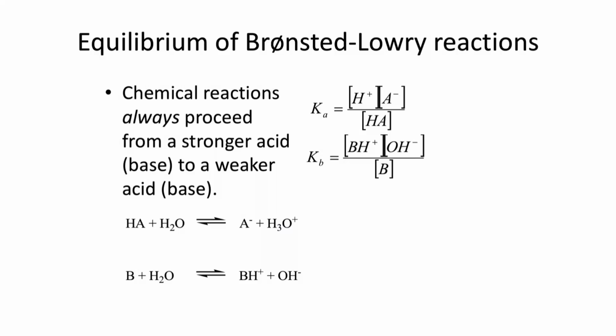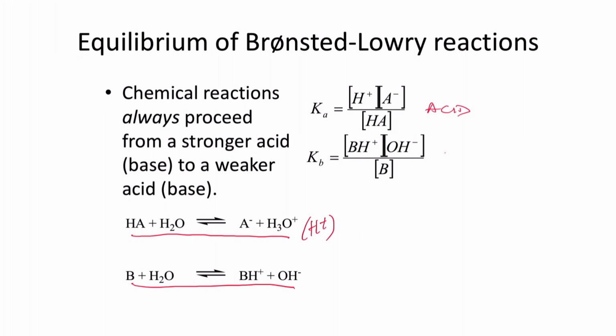So now that I have these equilibrium expressions, I can write down an equilibrium constant, right? Concentrations of the products divided by the concentrations of the reactants. So for Ka, which is for the acid, the products are H3O plus or H plus and A minus, the conjugate base of HA. So Ka is going to be H plus times A minus over HA.